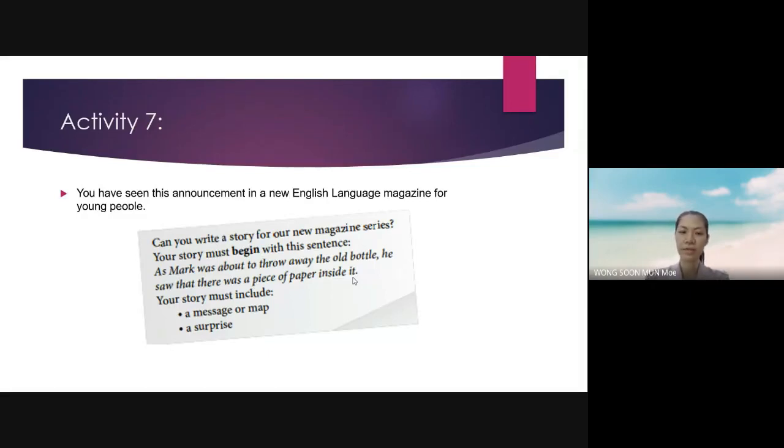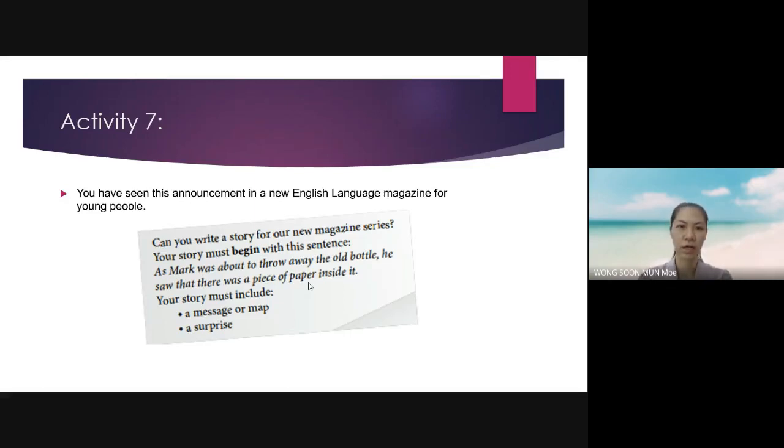From this sentence, we know that the main character is Mark. We are going to write a story about Mark, not ourselves. But of course, you can imagine yourself as Mark. So Mark was about to throw away the old bottle. That means he has picked up an old bottle. And then he was about to throw it away, but then he saw something inside. It was a piece of paper. So what is that paper?